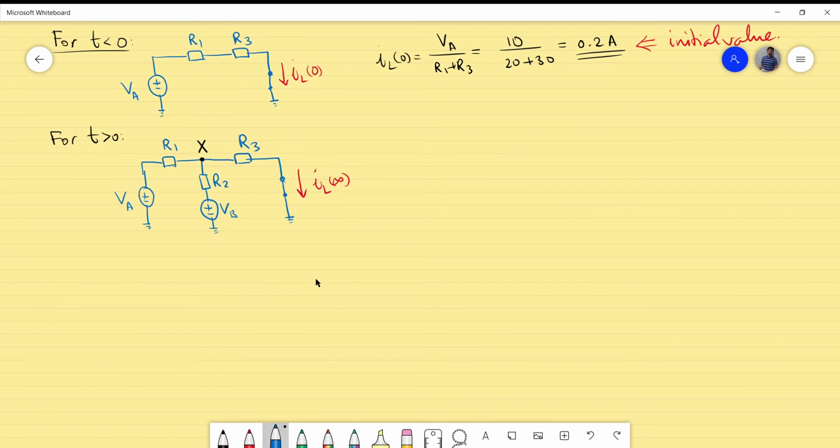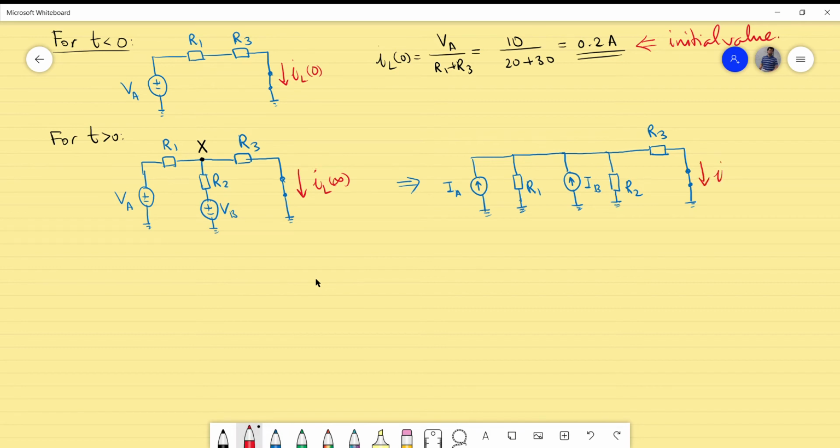I will draw this to the right. I get a current source, which I will call IA, in parallel with R1, and the current source IB, in parallel with R2. That is the source transformation for the branch in the middle. Still we have R3, and the inductor, which is modeled as a short circuit. This is not changed, so we still have the inductor current as a final value. This is the point X, which is the same. What you can ask is, what is the benefit of doing this?